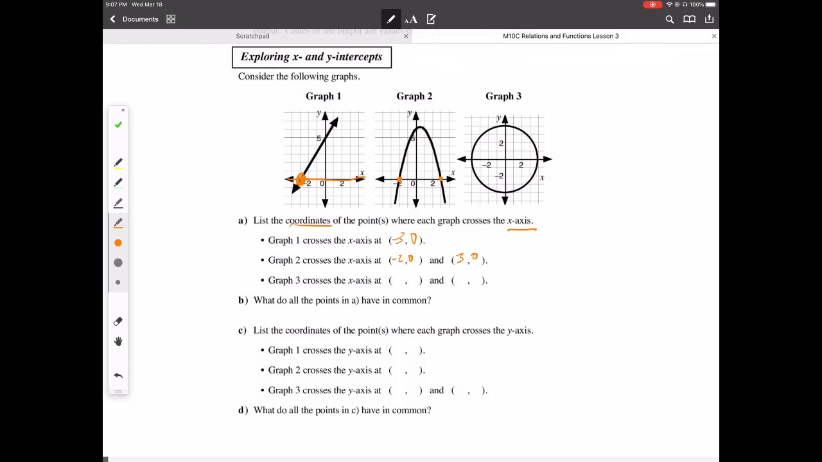For the last one, for the circle, it crosses on the left-hand side and the right-hand side once again, once at -4 and 0, and once at +4 and 0. What do all the points have in common? Well, for any of these points where it crosses the x-axis, y is always equal to 0.